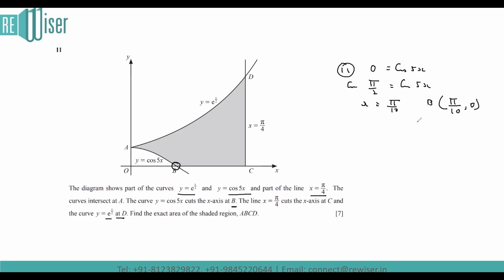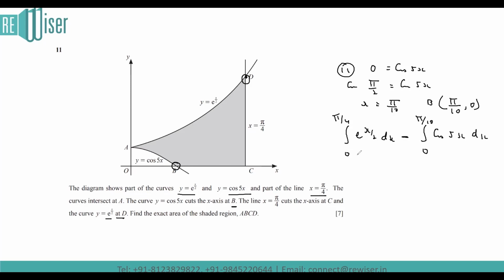Now, if I'm finding out the area of the shaded region, e to the power x by 2 should be integrated from 0 to pi by 4, so that's the point here till here at point D, which is x equals pi by 4, e to the power x by 2 dx, minus the area that should be integrated from 0 to B. If I subtract this area, 0 to pi by 10, cos of 5x dx, I'll get the entire area of the shaded portion.